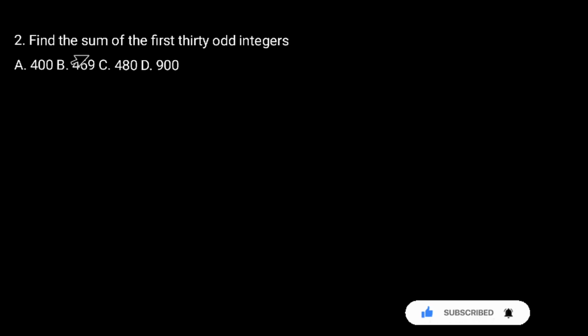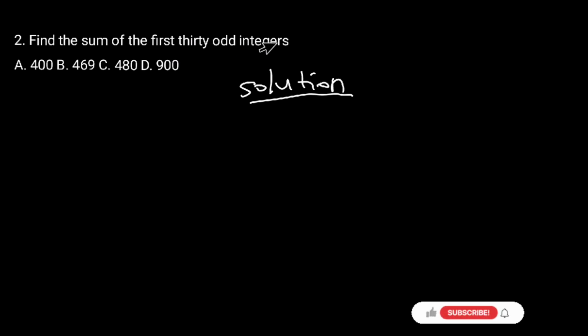So the second question is, find the sum of the first 30 odd integers. Then these are the options. So you have the solution. Now for you to get this question correctly, you have to know what odd integers mean. You understand? Integers are positive or negative whole numbers, but we have to find the sum of the first 30 odd integers.